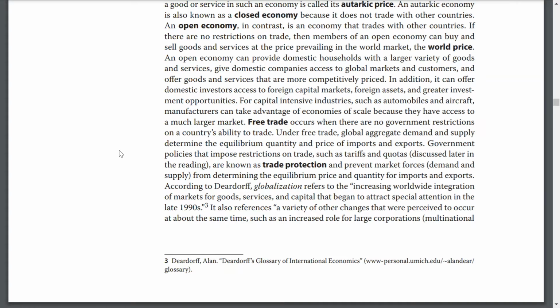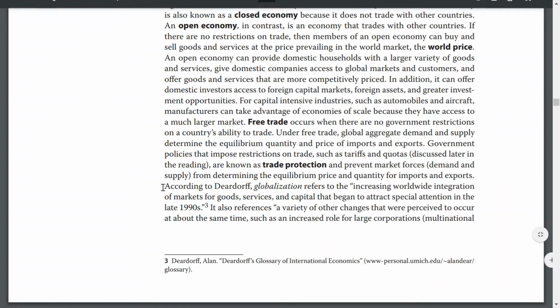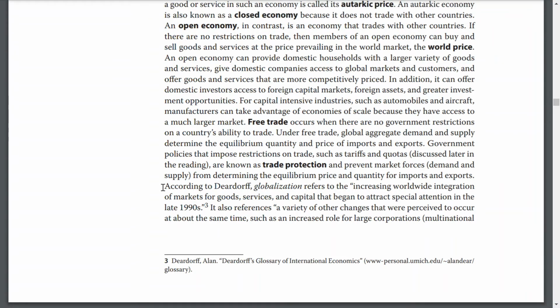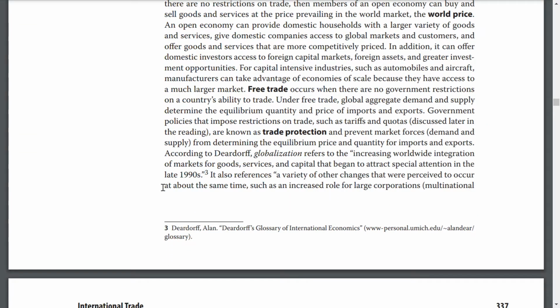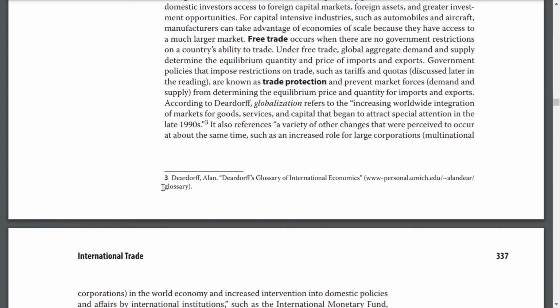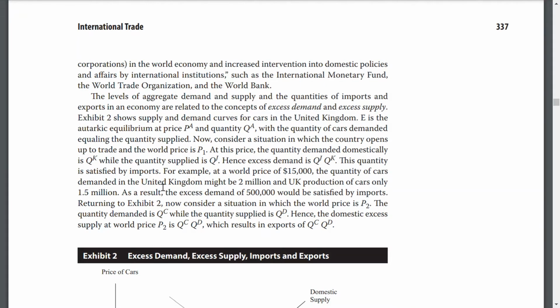According to Dardroff, globalization refers to increasing worldwide integration of markets for goods, services, and capital that began to attract special attention in the late 1990s. It also refers to a variety of other changes that were perceived to occur at about the same time, such as an increased role of large corporations, multinational corporations in the world economy, and increased intervention into domestic policies and affairs by international institutions, such as the International Monetary Fund, the World Trade Organization, and the World Bank.